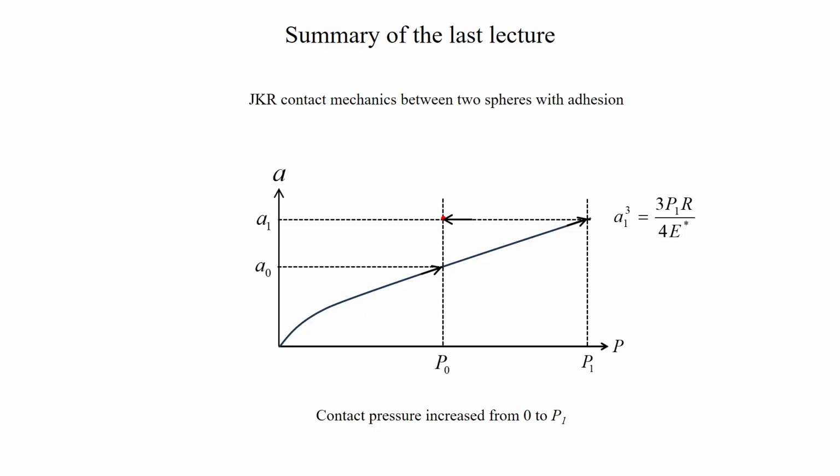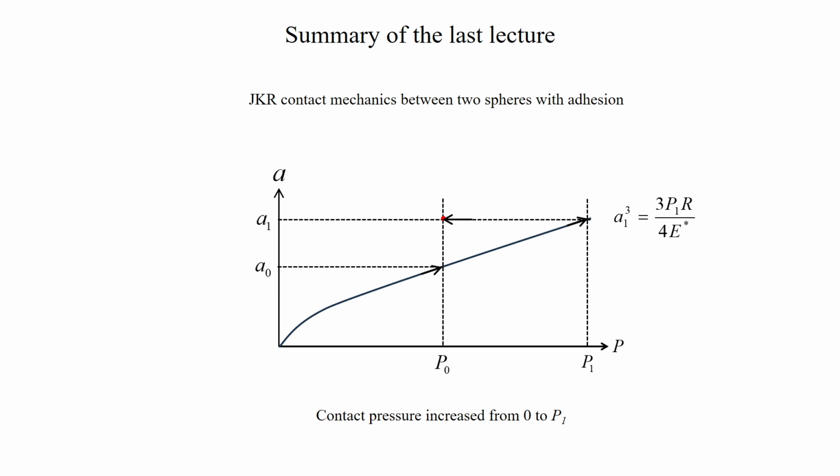We are discussing contact mechanics with interaction. In essence, we have two spheres in contact, and a contact load P0 has been applied. If there is no interaction between them, the contact radius will be A0, but as there is adhesion between these two spheres, the contact radius increases to A1. This problem was analyzed by Johnson, Kendall and Roberts, and that is why it is called the JKR contact mechanics.